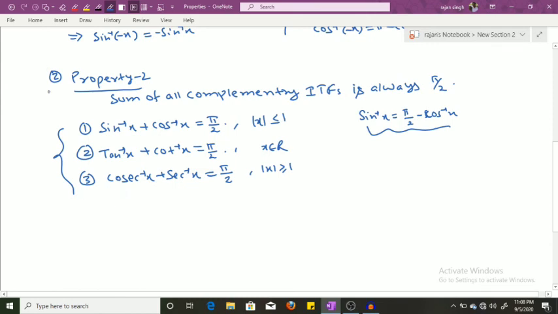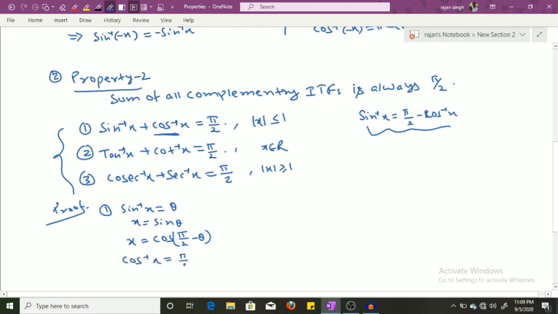Now the proof. I will do the first proof, and the remaining two will be the same. Let sin inverse x equal theta. So x is sin theta. We need cos, so try to convert this sin theta into cos theta. How to convert? Sin theta is cos of pi by 2 minus theta, so cos inverse x equals pi by 2 minus theta.